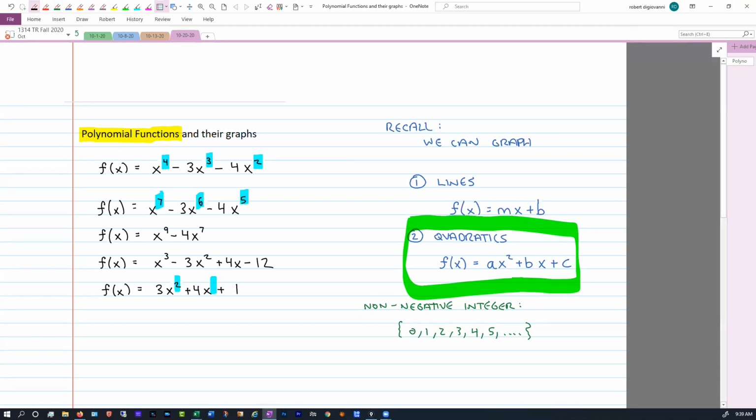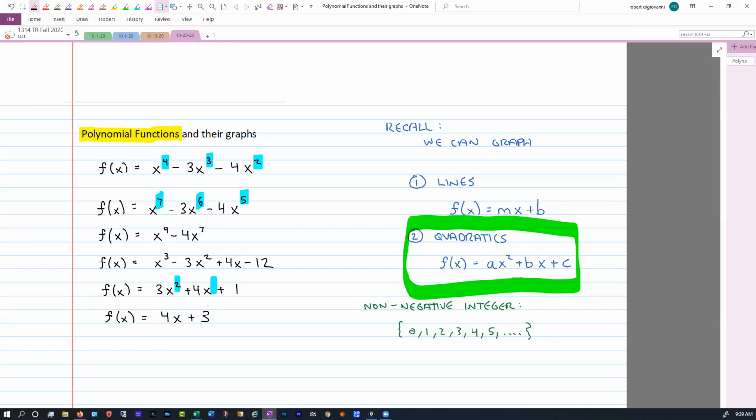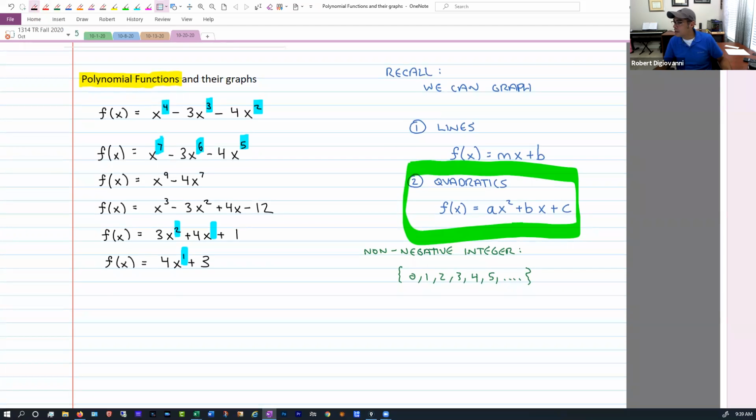With that same idea, Denise, what about a good old-fashioned line? Would a line be a polynomial? Yes, it would, because the power on the x is a 1, right? And so that would fall into the category of a polynomial. So we've actually already studied polynomials, but we've stuck to just 2 different types, lines and quadratics.